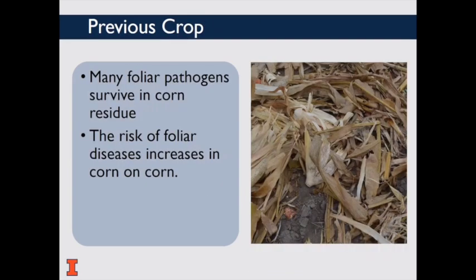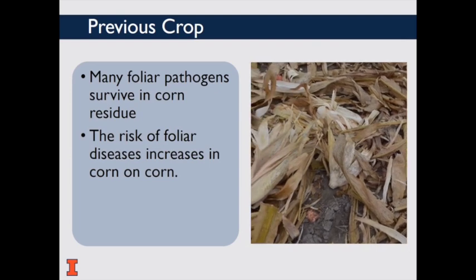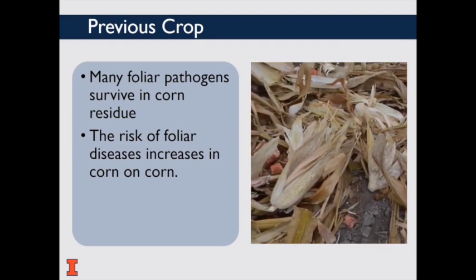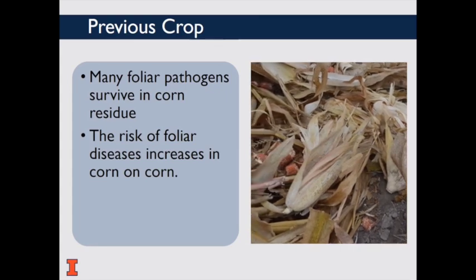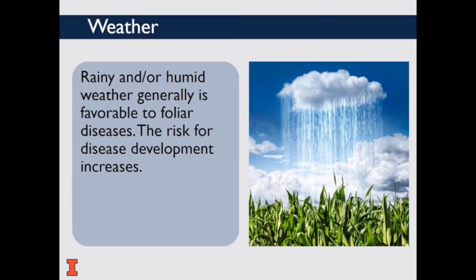What crop was previously grown in the field? Many foliar pathogens, such as gray leaf spot or northern corn leaf blight, survive in corn residue. The risk of foliar diseases increases in continuous corn production systems, especially when the previous year's crop residues remain on the soil surface. Weather determines if the environment is favorable for the pathogen. In general, warm, rainy, and/or humid weather increases the risk for disease development.